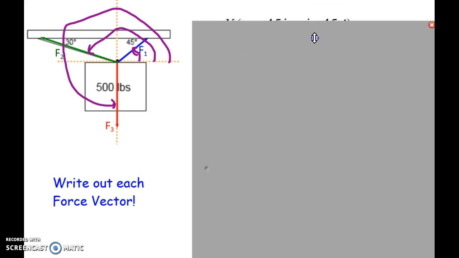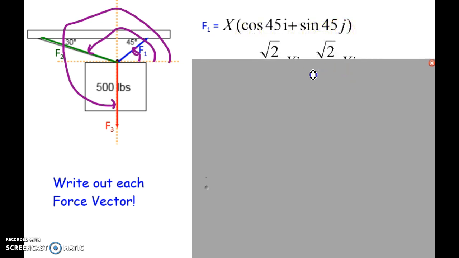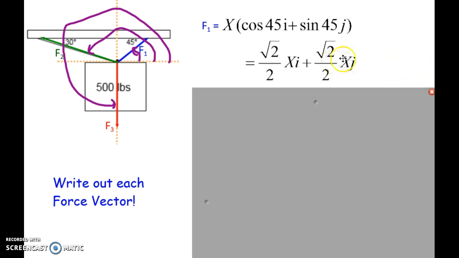Okay, so here's what I have for my first vector. 45 degrees, I hope that one makes sense. We have this 45 degrees off the x-axis. The problem is we don't have a magnitude for that, so I just decided to call it x. You can honestly call it whatever you want. The book will probably call it the magnitude of F1. I just think that gets too sloppy, so I'm going to call it x. And I'm going to go ahead and simplify this out so I don't have any trig in the problem. That gives me that force 1 is equal to root 2 over 2 x i plus root 2 over 2 x j.